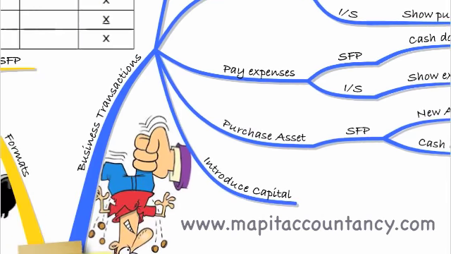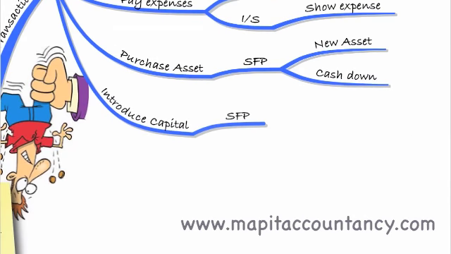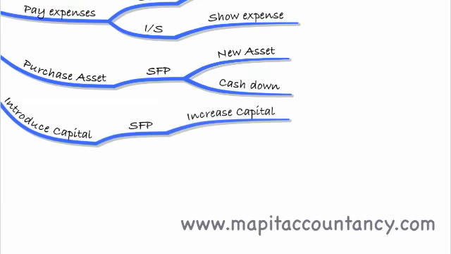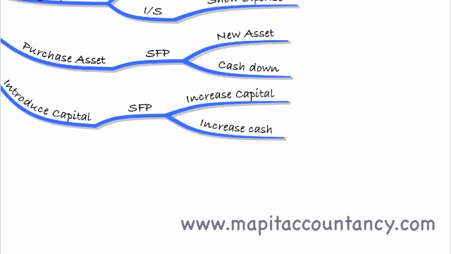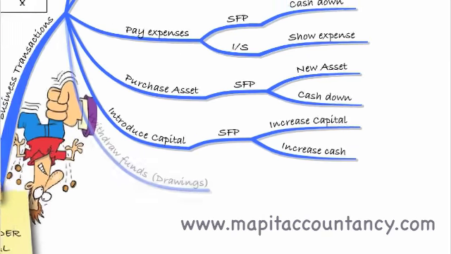When it comes to introducing capital, well, on the statement of financial position, again, we'll increase the capital and increase the cash. So cash will go up because it's been introduced. The capital will go up because the business has more capital to deal with. So again, we can see that there are two effects.